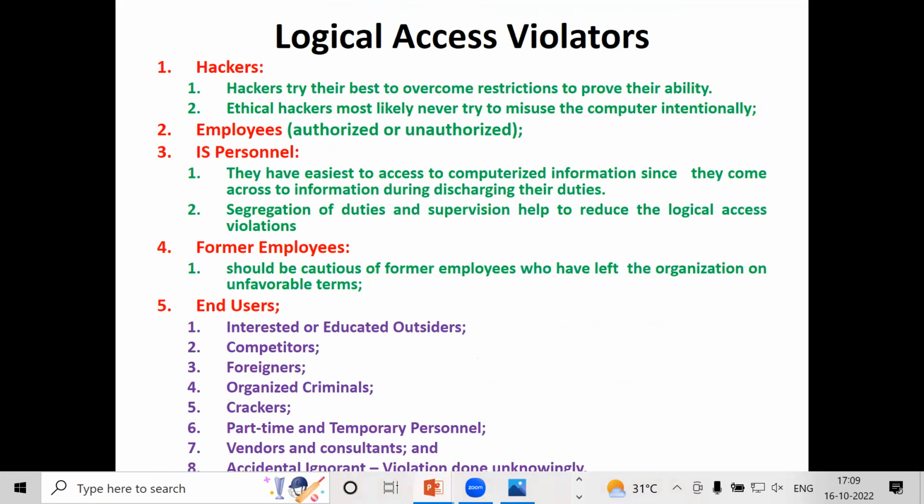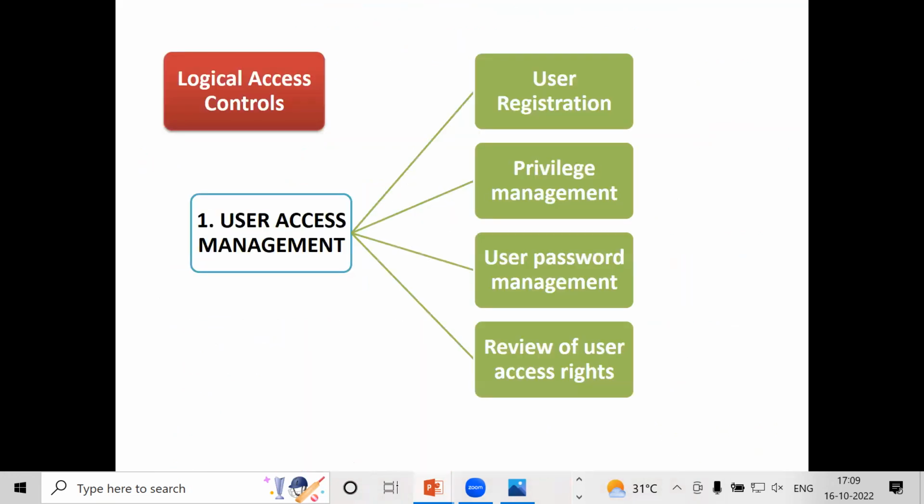Now hackers. There could be employees, IS personnel, former employees, end users. Everybody can be the victims or perpetrators.